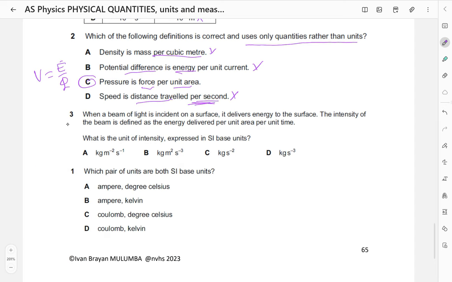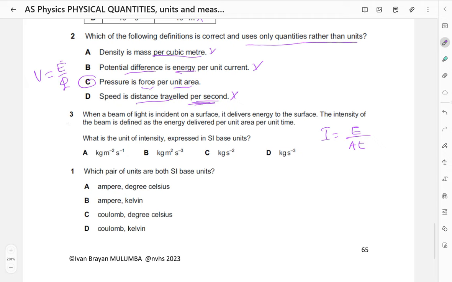When a beam of light is incident on a surface, it delivers energy to the surface. The intensity of the beam is defined as the energy delivered per unit area per unit time. Intensity is energy per unit area per unit time. What is the unit of intensity expressed in SI base units?